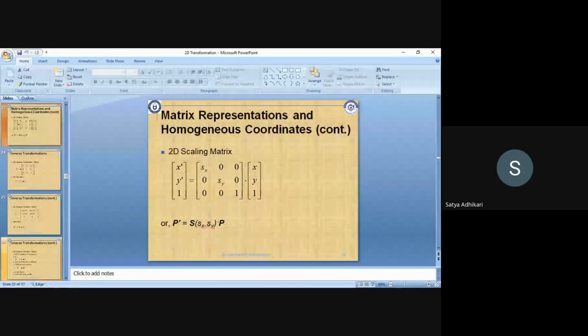Please write your name and roll number or registration number on the board for the attendance. Those who have written, do not repeat. Those who have not written, please write your name.